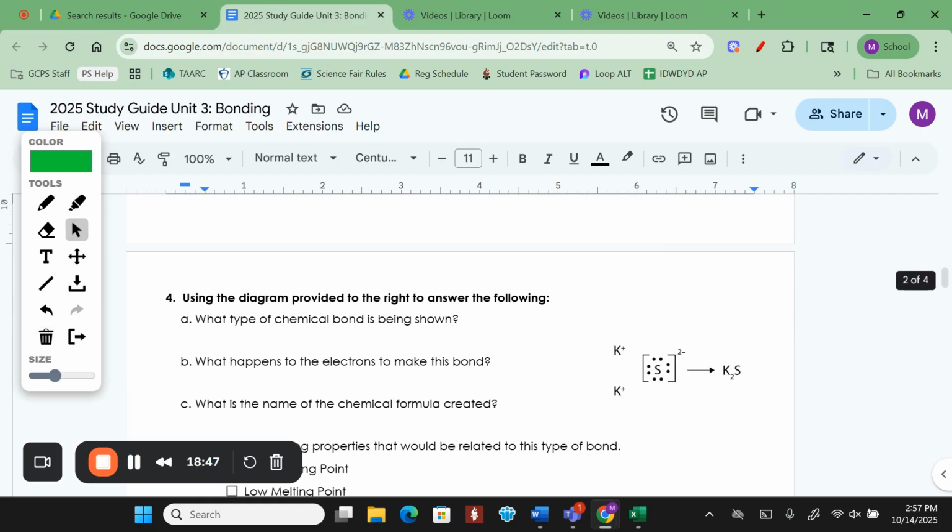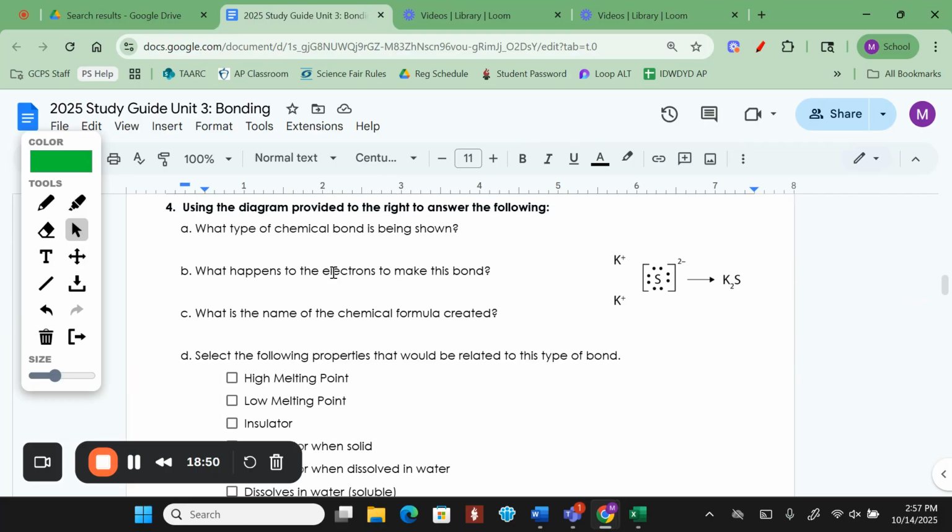For question number 4, when you have a diagram like this, remember your first question is always, is what I'm looking at ionic, covalent, metallic? Well, what is potassium? Potassium is represented by element K, and it is an alkali metal. So that's going to be a metal. S is going to come from the front of the periodic table. It is sulfur. It is on the right side, so that makes it a nonmetal. When you put a metal and a nonmetal together, you are going to get an ionic bond.